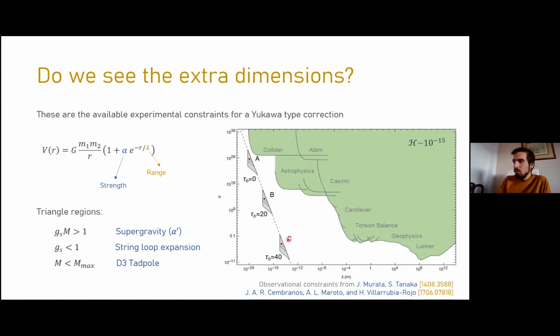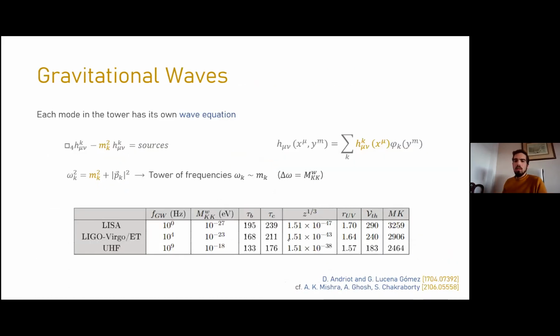And this is especially interesting if you're interested in gravitational wave detection. And the reason is that each mode in the tower of massive states will have its own wave equation, like this. In particular, when an event generates a gravitational wave, it will do so by exciting the 10-dimensional graviton.